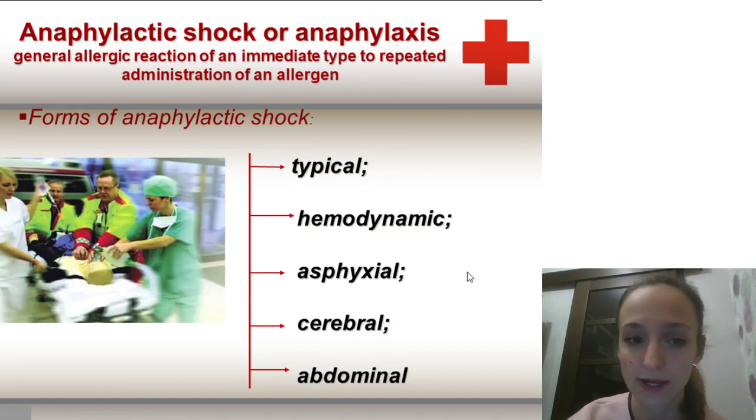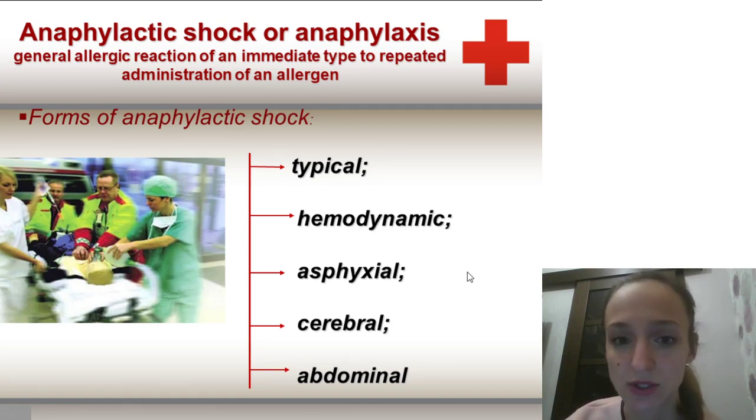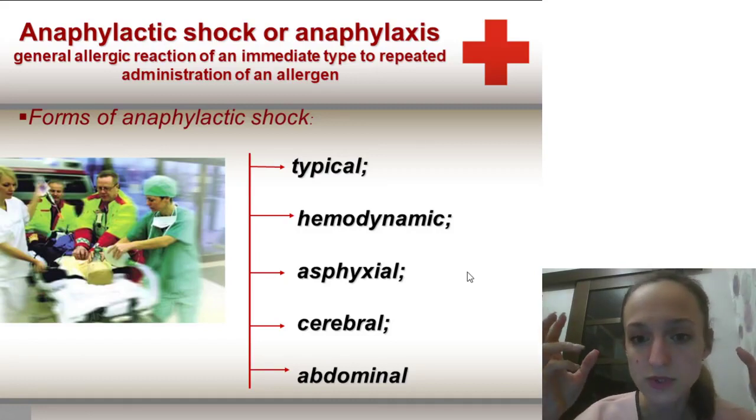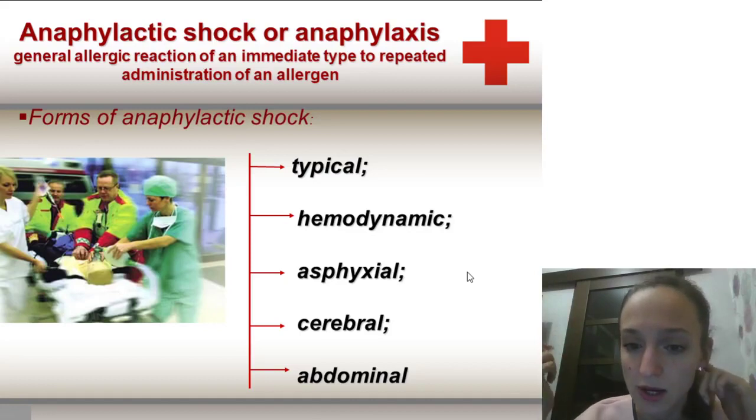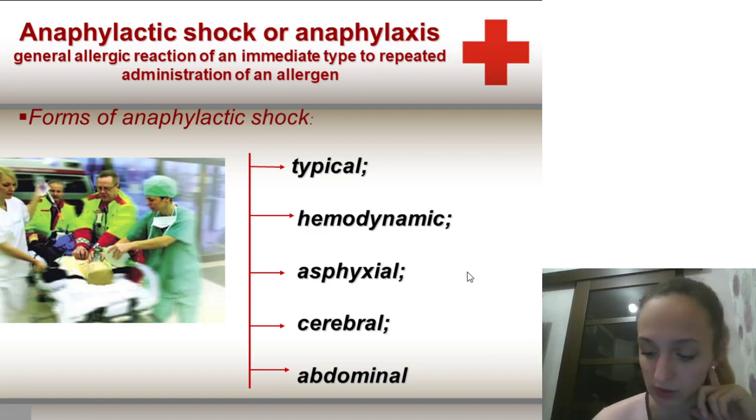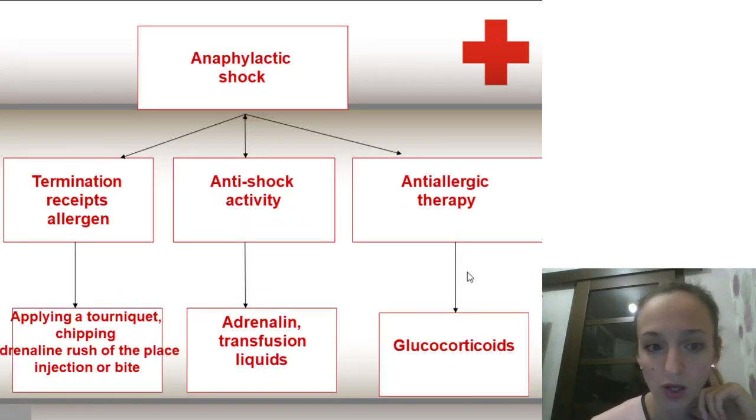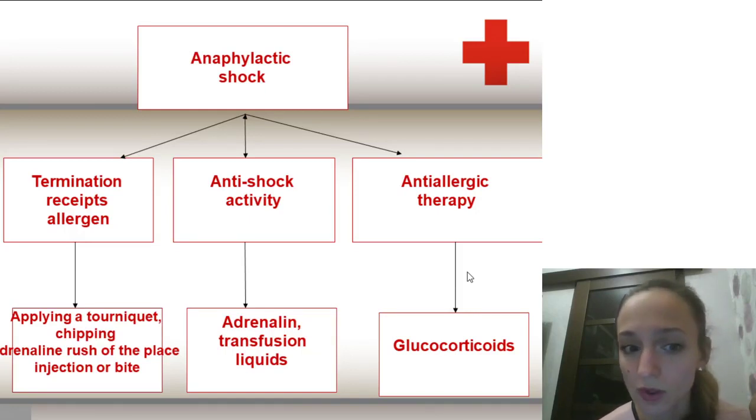Anaphylactic shock, or anaphylaxis, is a general allergic reaction of the immediate type to repeated administration of an allergen. You should know about some forms: typical, hemodynamic, asphyxial, cerebral and abdominal. This table shows termination of the received allergen, anti-shock activity, and anti-allergic therapy.